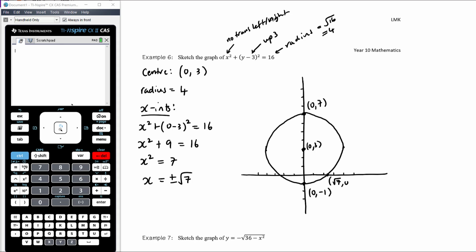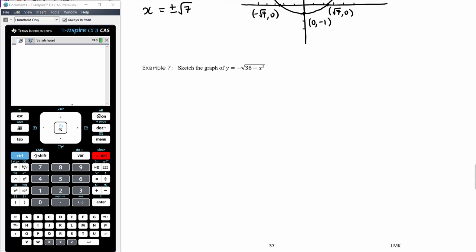So that is root 7, 0 and negative root 7, 0. So we've got at least 1 point on the circle, plus the centre. In fact, we've got 4 points on the circle because we've got both 2 y-intercepts and 2 x-intercepts. Okay, so then we've got some semicircles.